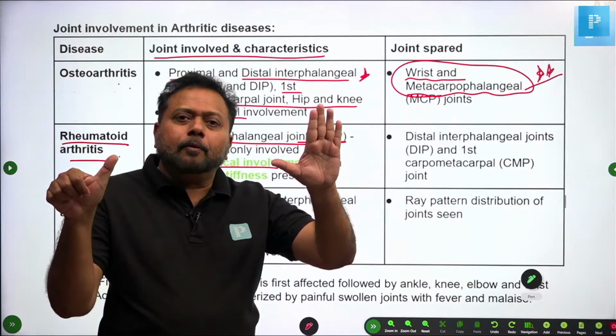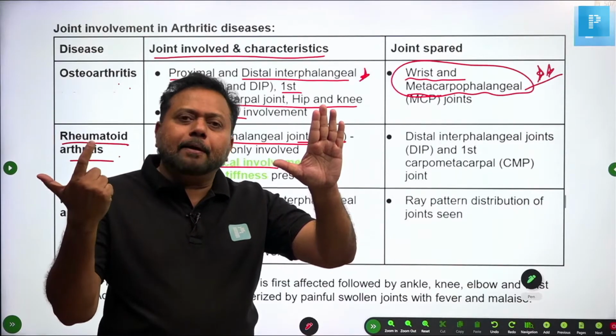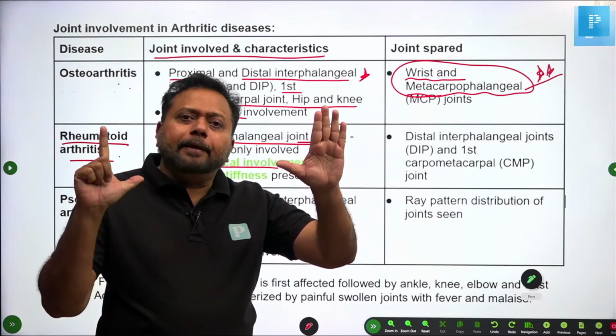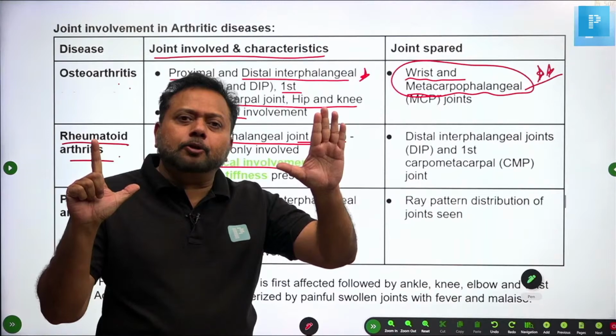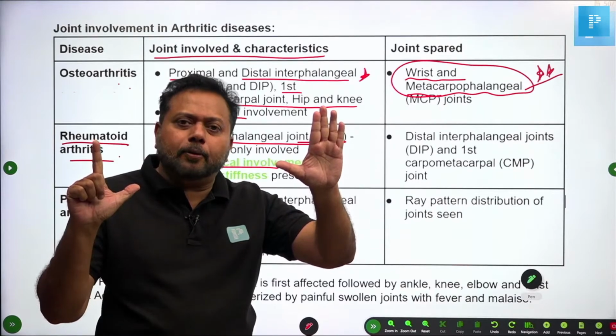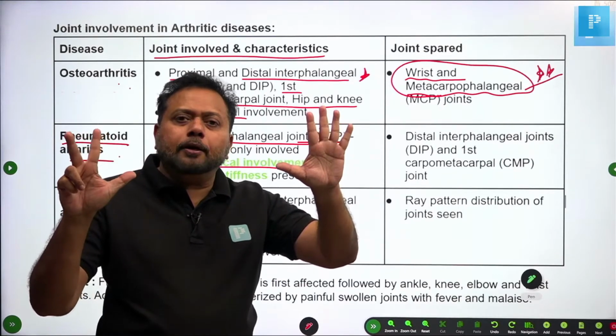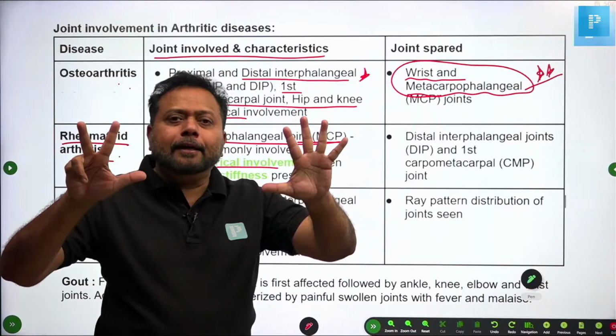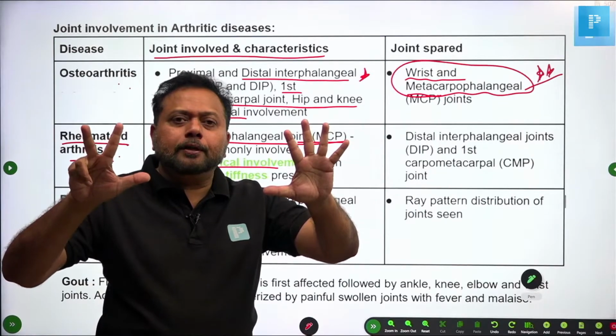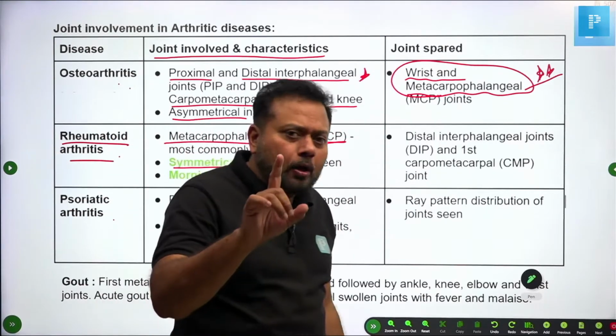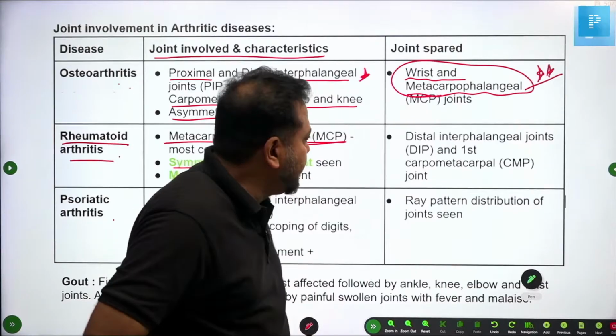Number 6, positive rheumatoid factor. Number 7, X-ray finding of periarticular osteoporosis and symmetrical joint space narrowing. Number 8, rheumatoid nodule. Out of 8, any 2 positive, it is called rheumatoid arthritis. Please don't forget this, right?